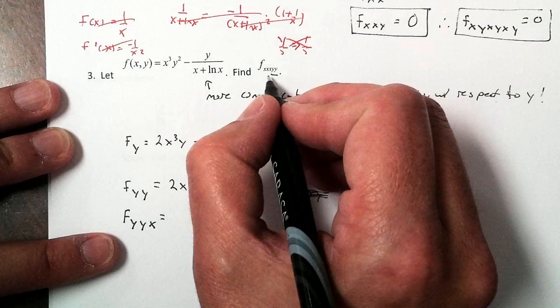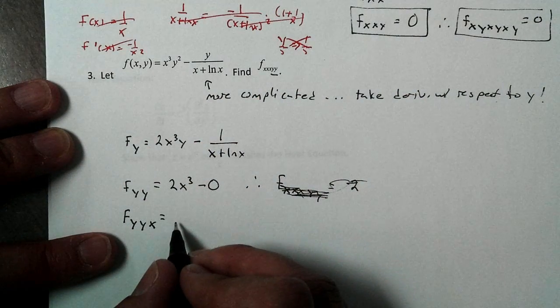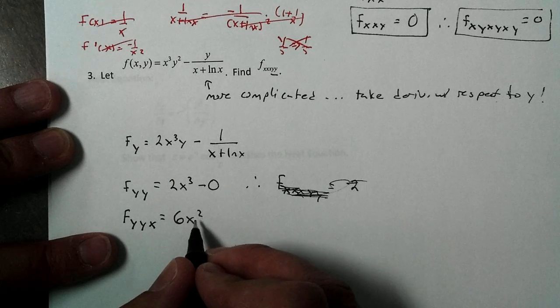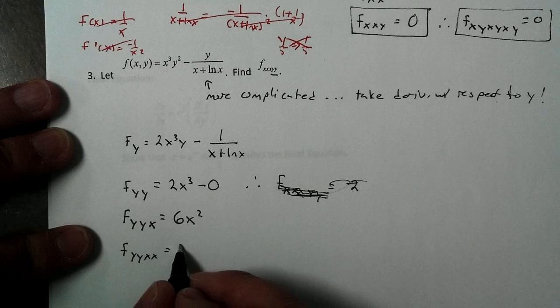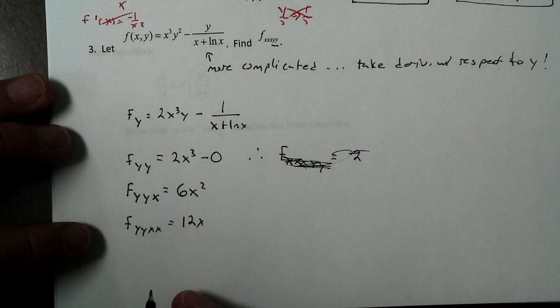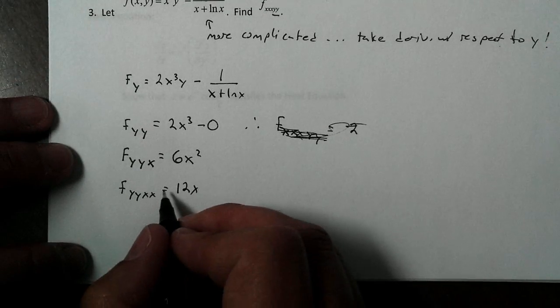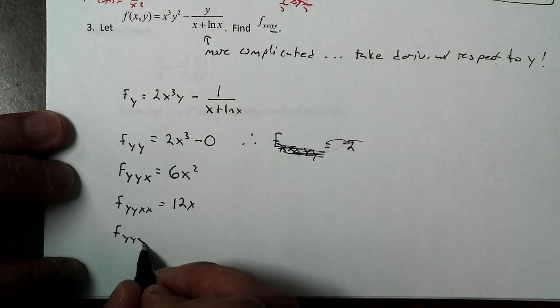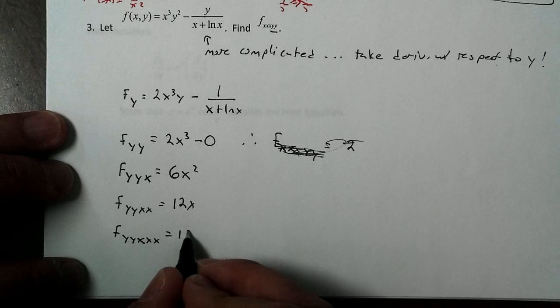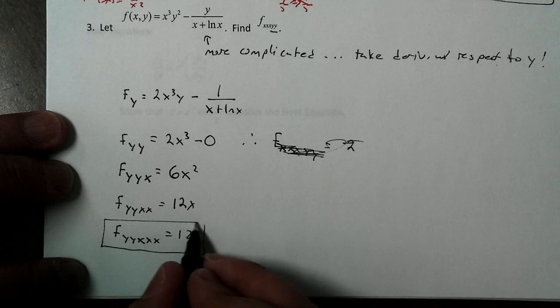Well, I need 3 x's, so the derivative here with respect to x is just going to become 6x squared. The derivative with respect to x one more time becomes 12x. And now there's one more x we have to take the derivative with respect to. And that just becomes 12. And there is our derivative.